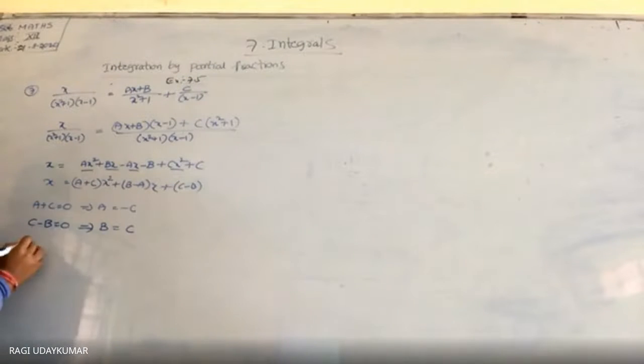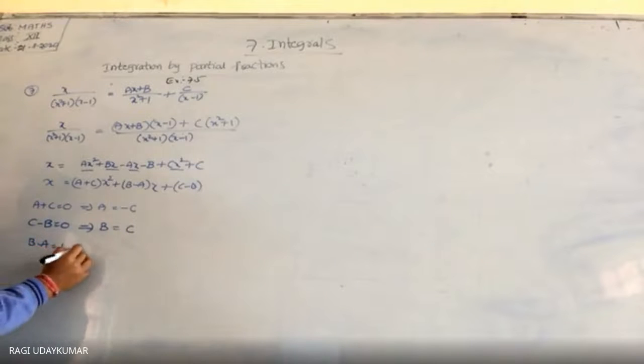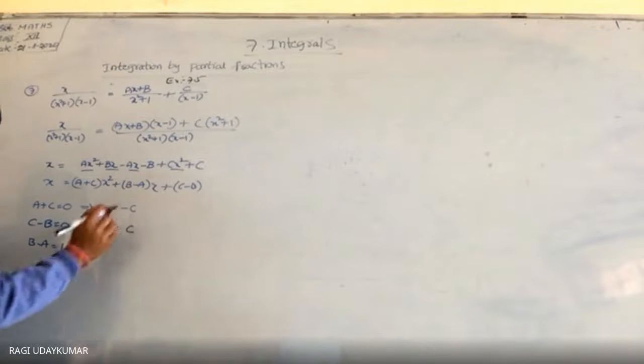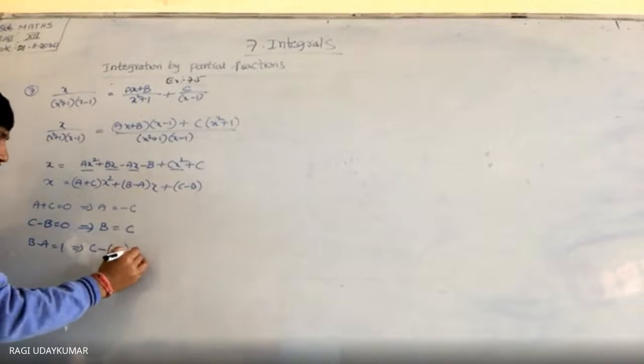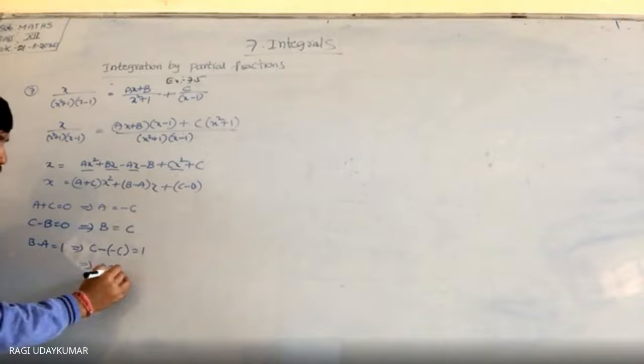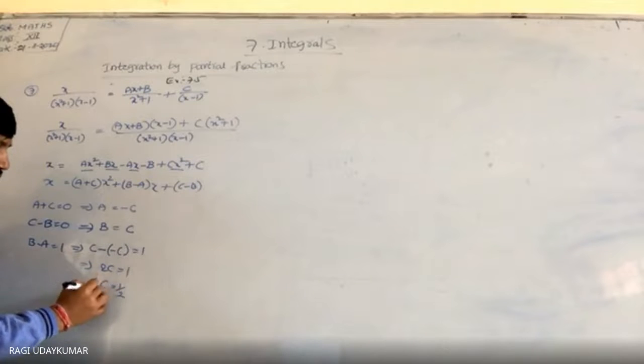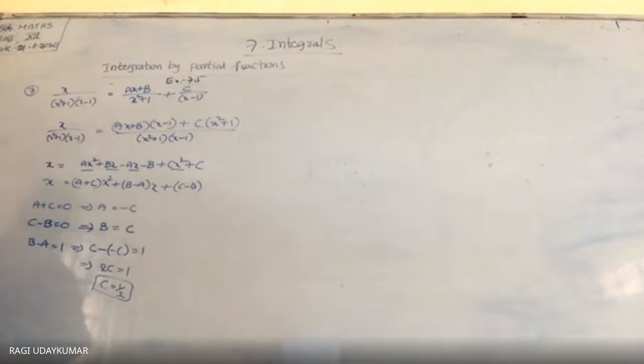So now B minus A is equal to 1. So B is equal to C. A is equal to minus C. Minus of minus C is equal to 1. This is equal to 2. C is equal to 1, C is equal to 1 by 2. So the value of C is equal to 1 by 2.